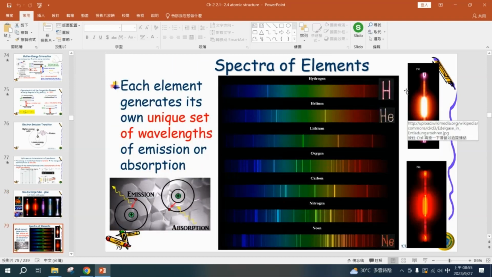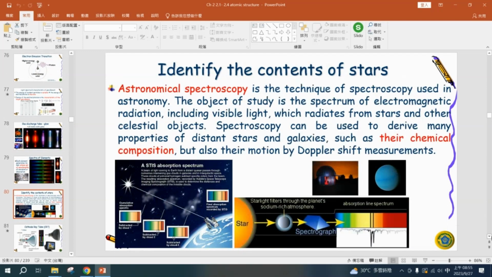Okay, so this is the spectrum for hydrogen, helium, lithium, oxygen, carbon, nitrogen, neon, etc. So you get different colors. You put this all together, you get this color. Sorry, for example, this is helium, right? You put all of this light, or we call it electromagnetic wave, together, and you get a color like this. This is the combination of this spectrum. And this is the combination of this spectrum. So we can realize what kind of elements are in a specific star. We can identify the spectrum.